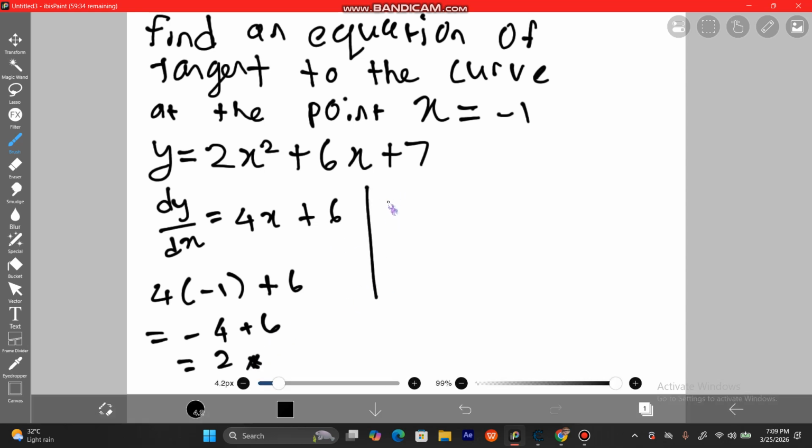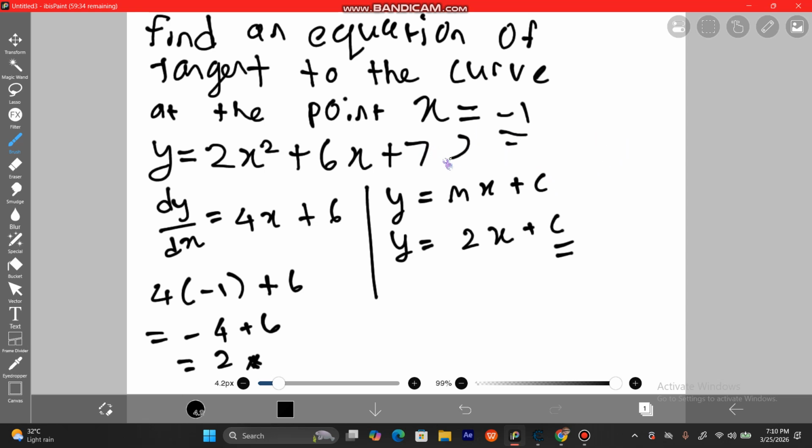When we have the gradient, we can use y equals mx plus c. So m is the gradient, and we know that. Using this, we substitute 2 into m, and then we write out all of the other terms. And in order to find the value of c, to find the equation of the tangent, you need to substitute -1 into the original equation of the curve. The reason why is because, as you can see here, the curve is y equals the equation, and it's the x value.